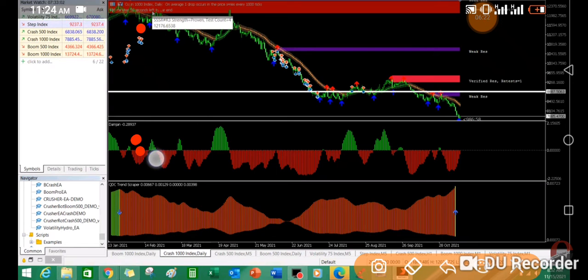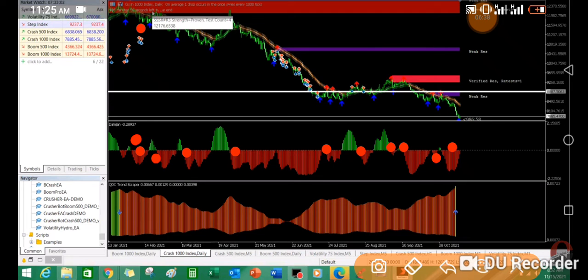In case I miss that, here's another entry again. Put my stop loss above the arrow. In case I miss that, here's another one. Here's another one. Here is another one. Here is another one. Another one, another one, and the last one.